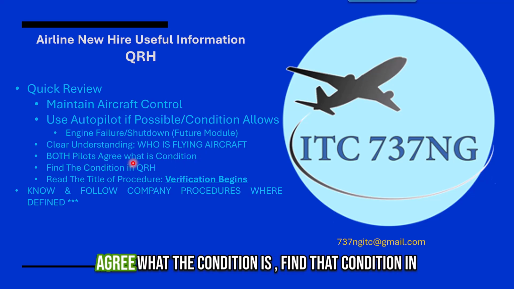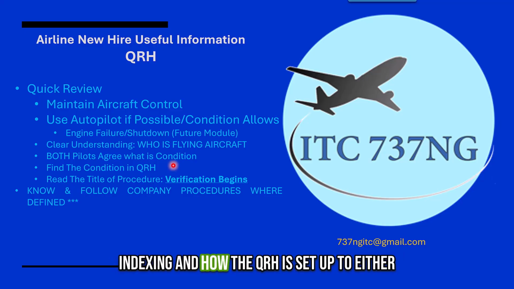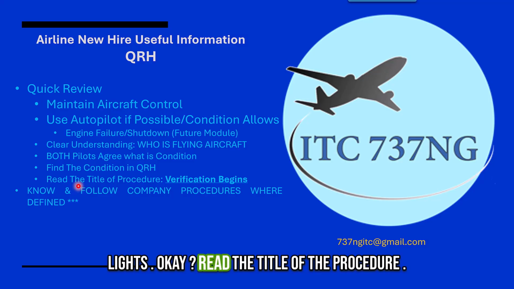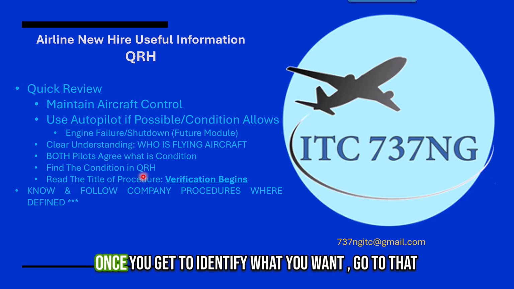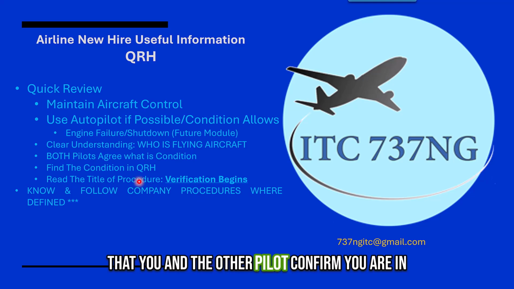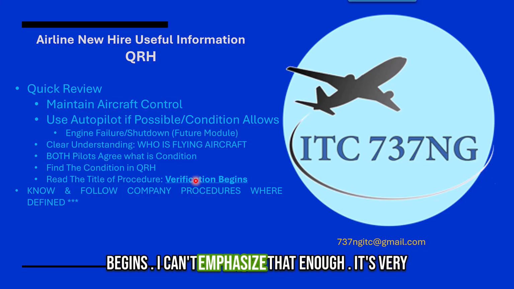So after you agree what the condition is, find that condition in the QRH. And we've talked about that indexing and how the QRH is set up to either quickly get there with a quick action or with lights, okay? Read the title of the procedure. Once you get to identify what you want, go to that page and then read the title of the procedure so that you and the other pilot confirm you are in the right procedure. That's where verification begins. I can't emphasize that enough.